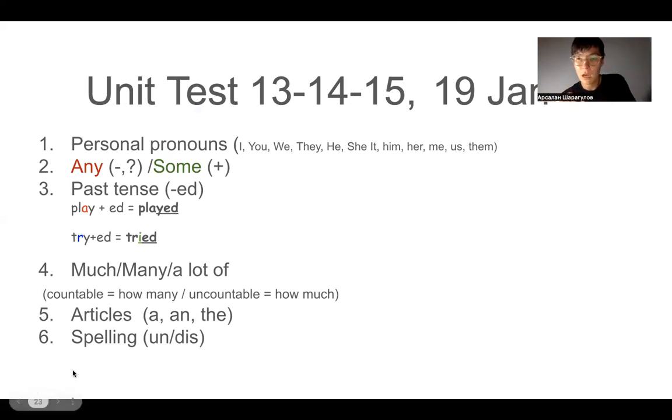In spelling, un or dis. For example, healthy. How to say not healthy? Unhealthy. Like. How to say not like? Dislike. Okay, so un or dis are opposites. Okay, so you just need to remember when to use un or when to use dis.